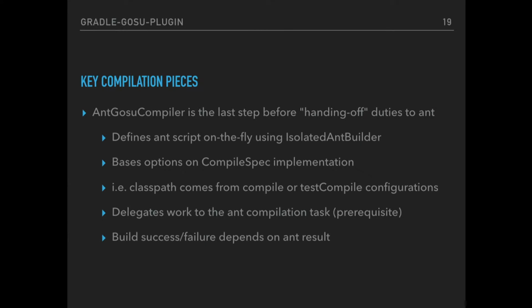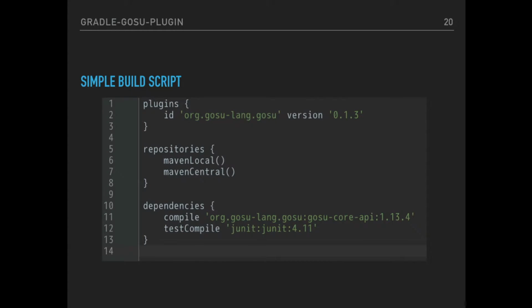So, hopefully everyone is not completely confused at this point, let me show you a simple example in code of what the simplest possible application of the Gosu plugin would look like. So lines 1 through 3, you see we're using the new plugins DSL. The Gosu plugin is published to the plugin portal, so we don't need to set a repository or anything for it. It just automatically goes to JCenter and finds it.